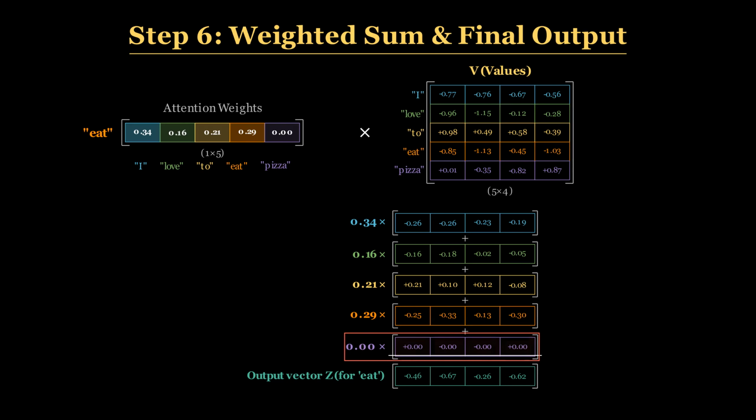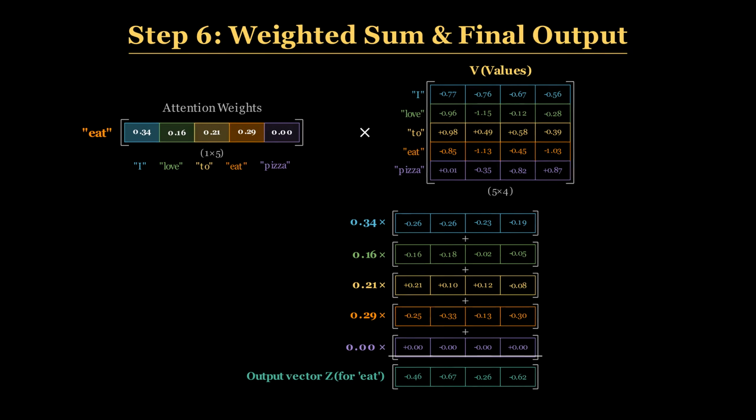Since future tokens had 0 weight, nothing from the future leaked into this vector. And that's how masked attention works. It's what lets the model generate one token at a time without ever peeking ahead.